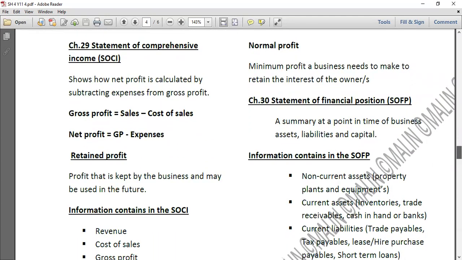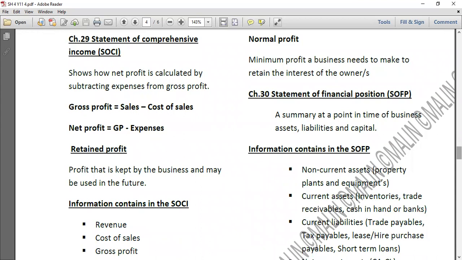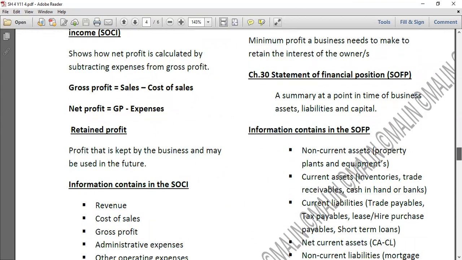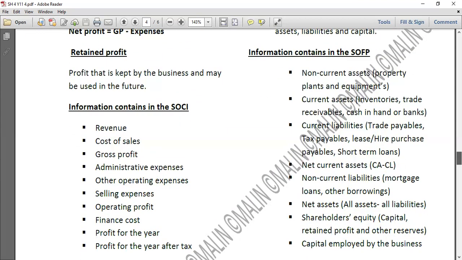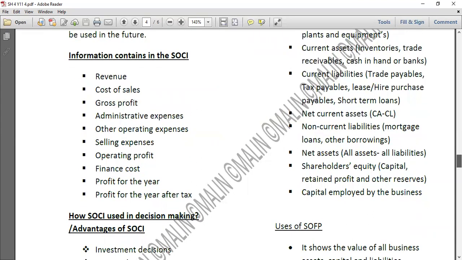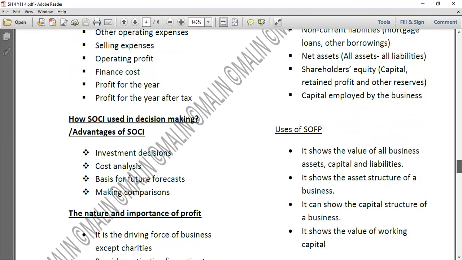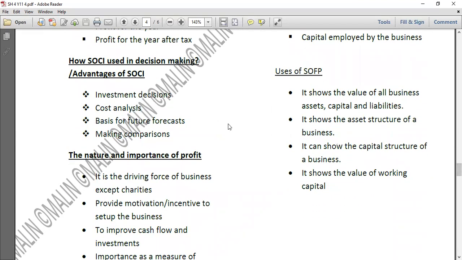In the SOCI, the statement of comprehensive income, we talked about the features of this, costs, what is gross profit, what is net profit, what is retained profit, information, features of the content in the SOCI, and the advantages of SOCI: making investment decisions, cost analysis, providing the basis for future forecasting, and making comparisons.